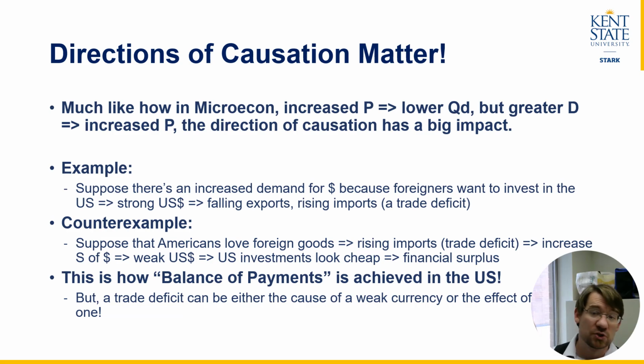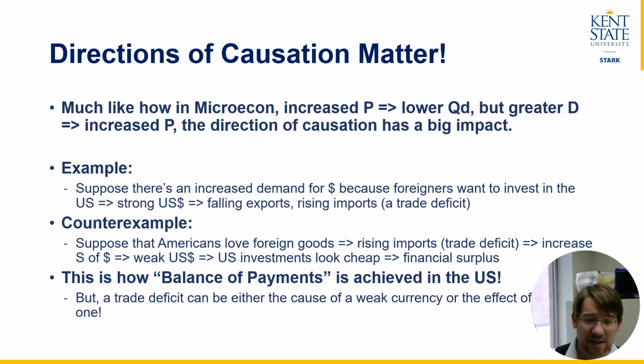All to say, the direction of causation has a big impact. So the question is: is the price changing and therefore buyers are responding to it, or are buyers changing and therefore having an impact on the price? This also works for exchange rates. Suppose we have an increased demand for dollars because foreigners want to invest in the US. What does that do? Well, we have a strong US dollar then. But as we have a strong US dollar, as we mentioned before, we'll see falling exports and rising imports. We'll see a trade deficit happen.